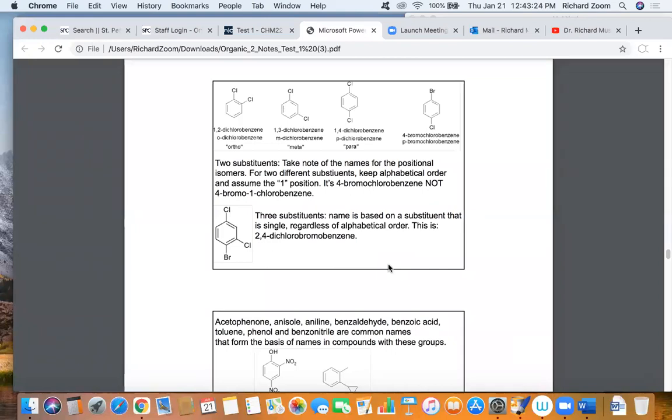And then you've got 4-bromochlorobenzene, which could be p-bromochlorobenzene. So you can only do the ortho meta para though when you've got two substituents. That's it. You can't do it for anything else.